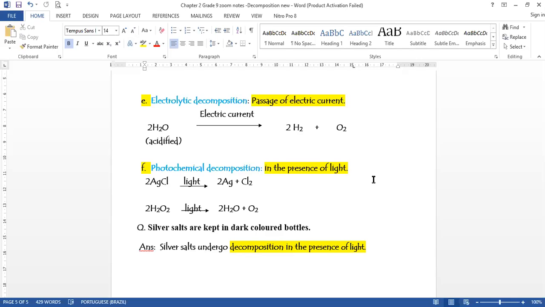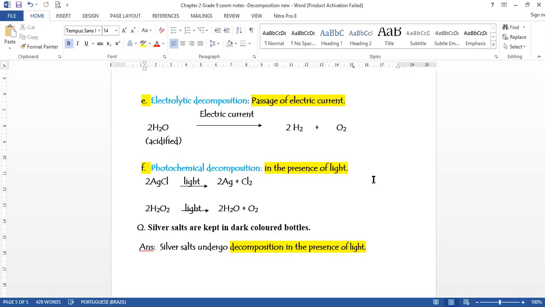We have studied electrolysis of water in grade 8. You can see that as products we get hydrogen and oxygen over here. We are taking acidified water, and we have studied the reason for that also. Acidified water is taken because pure water is a bad conductor of electricity, right? Similarly, photochemical decomposition is a decomposition reaction which takes place in the presence of light, which means that if we keep these chemical compounds in light, they will undergo decomposition. You don't have to do anything to it, just keep it in light. It will undergo decomposition automatically.